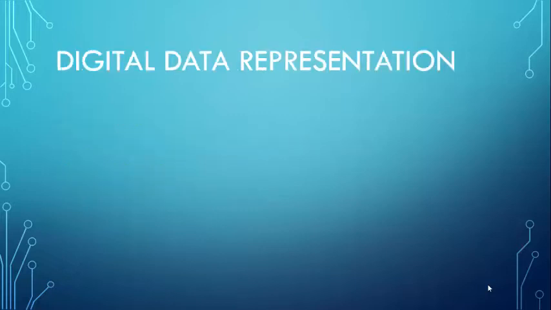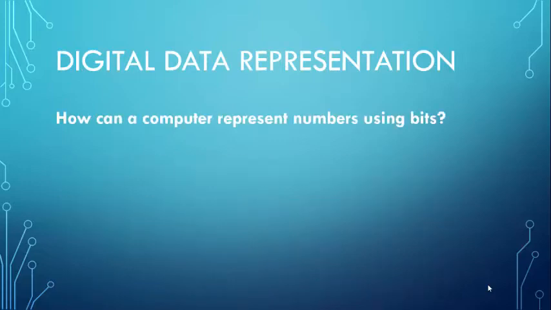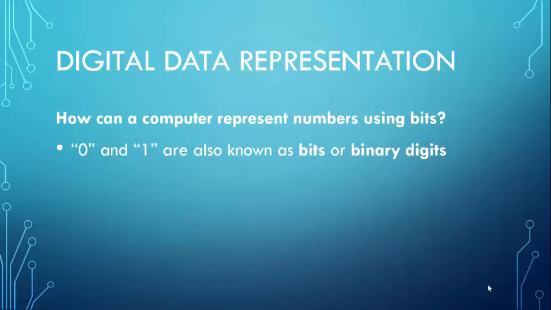Digital data representation. How can a computer represent numbers using bits? The 0 and 1 are also known as bits or binary digits. A 5-bit sequence or combination of 0 and 1 could be written as 10011. At face value, this sequence may have no clear significance.